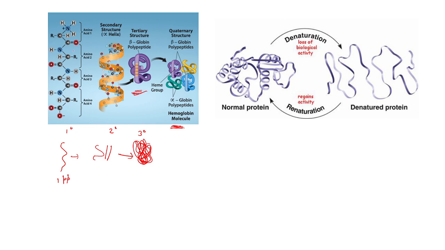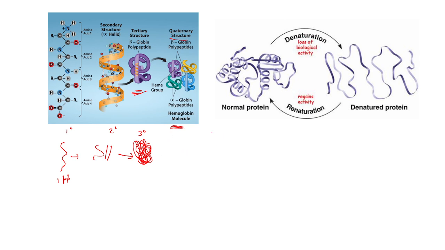This is the polypeptide chain. That means the amino acids are present. That is called the polypeptide, or simply called the protein. So one polypeptide chain is present. But in the quaternary structure, more than one polypeptide chain is present.